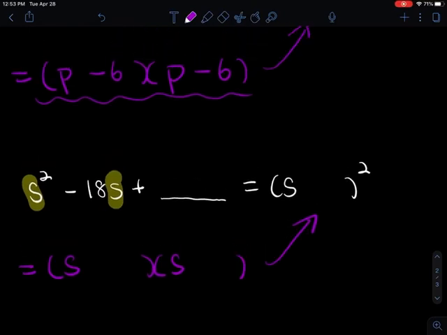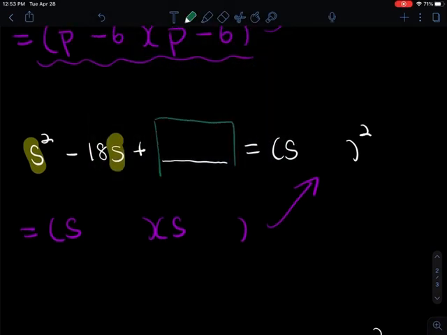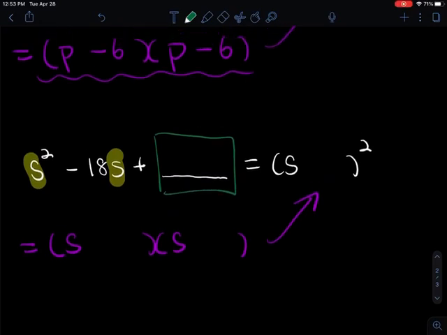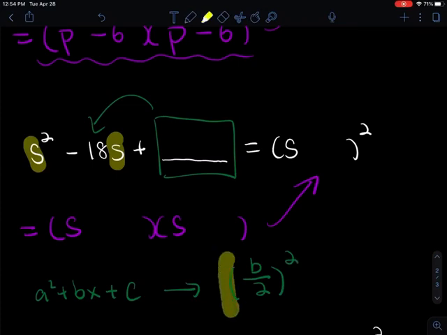Okay, so the general pattern, actually, I'm going to do it in a different color. So the general pattern is that what number we add here depends on our b value, right? So remember, the standard form is ax squared plus bx plus c. Here's how we can figure out what number to add: we always want to take the b value, divide it by 2, and then square it. Okay, so you take the b value, divide it by 2, and then square it.